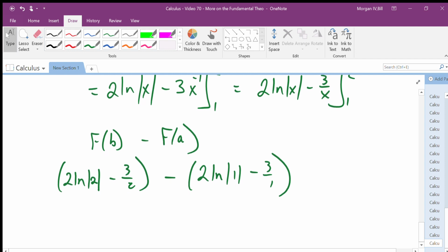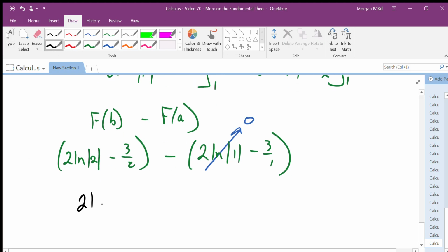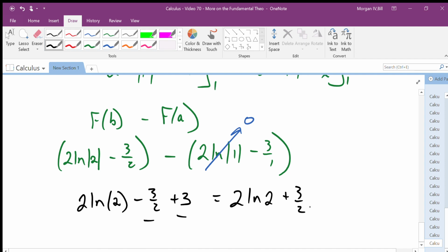All right. First thing I notice, natural log of 1. What is the natural log of 1? Well, that is 0. So I have 2 natural log of 2. I don't need the absolute value anymore because the absolute value of 2 is 2. Minus 3 halves. Watch the signs here. Minus negative 3. Minus negative 3 would be plus 3. Negative 3 halves plus 3, that would be plus 3 halves.